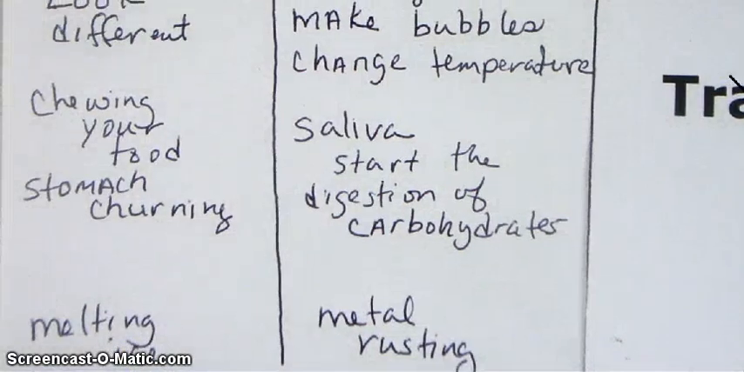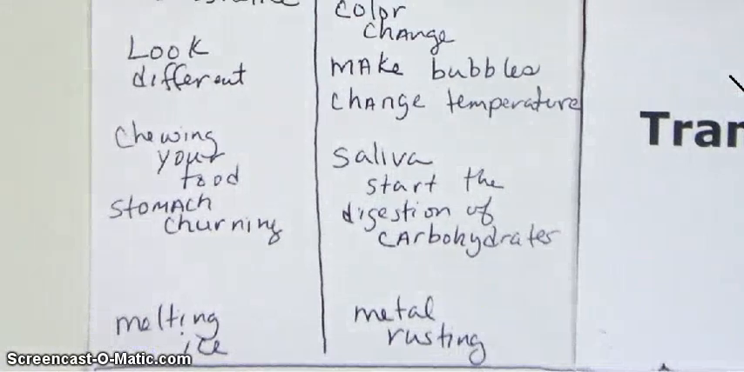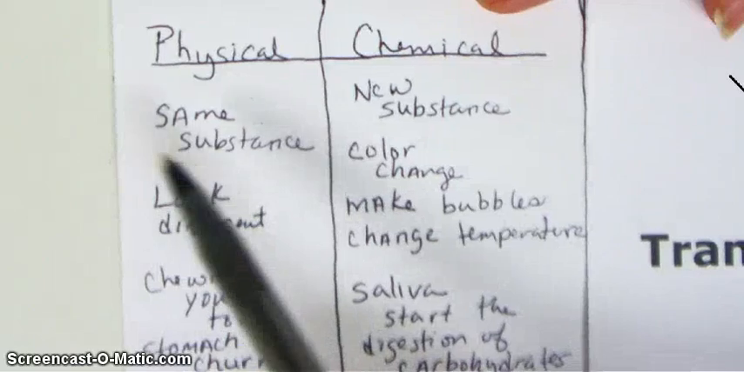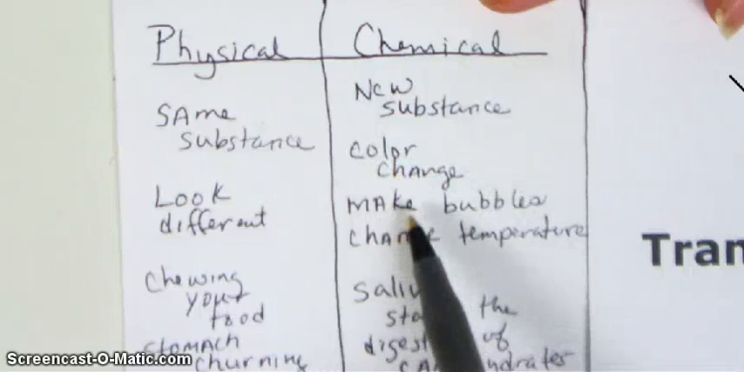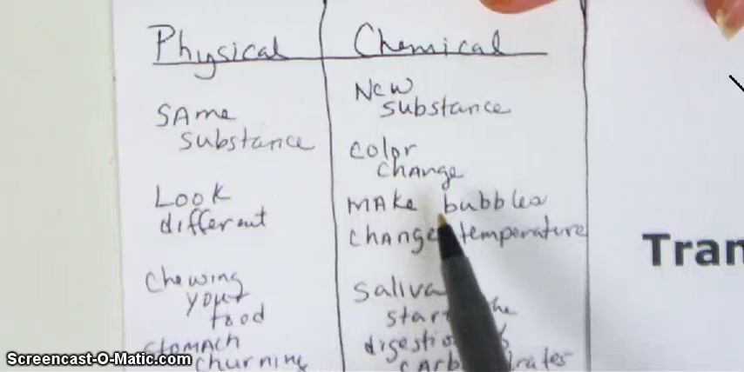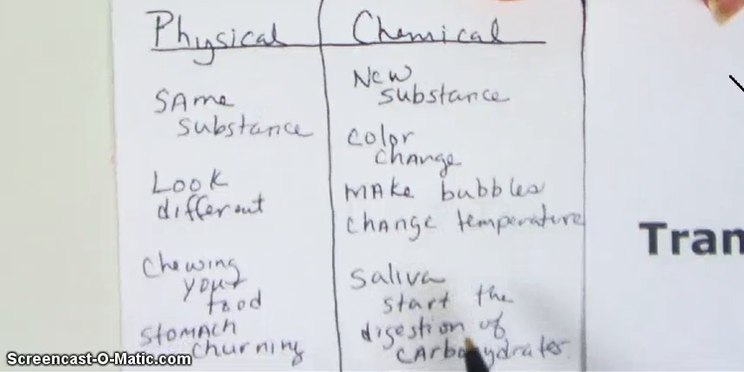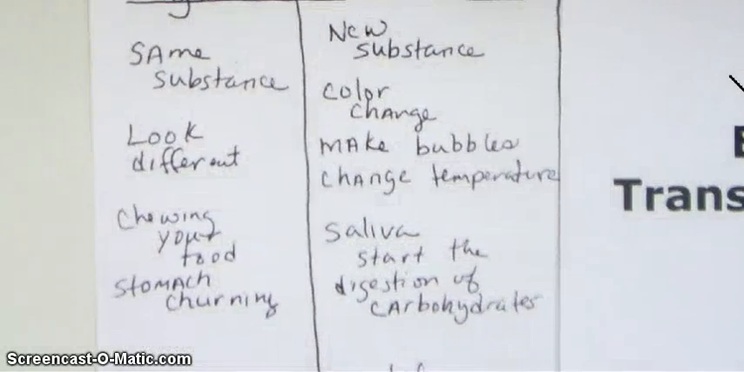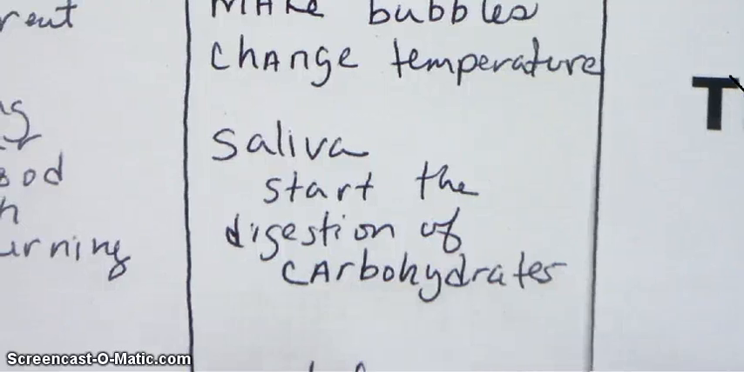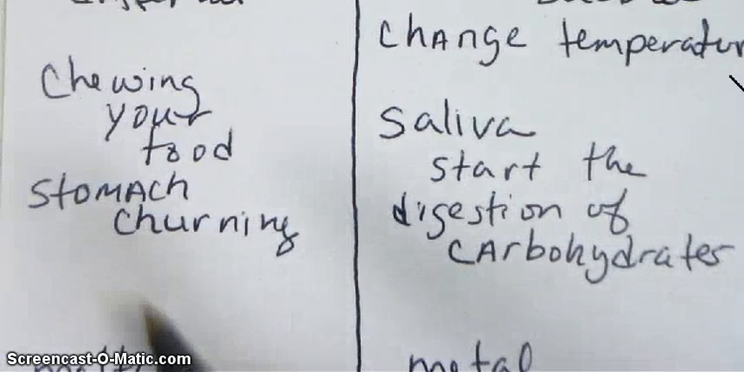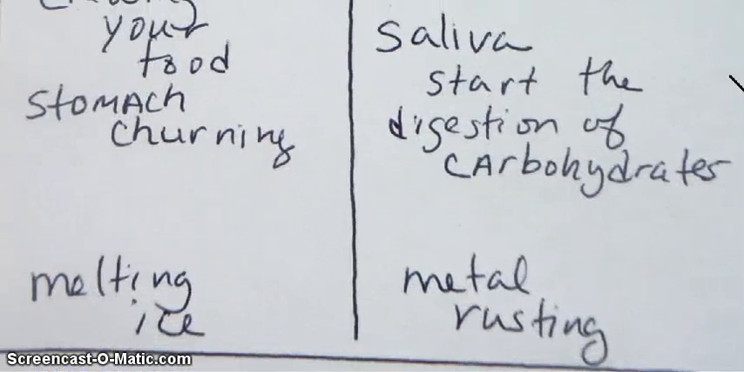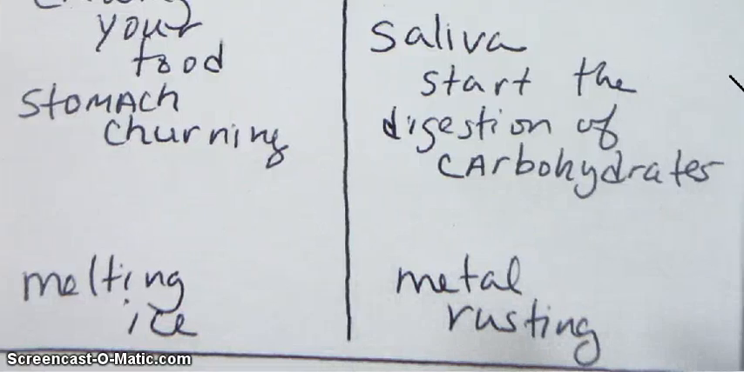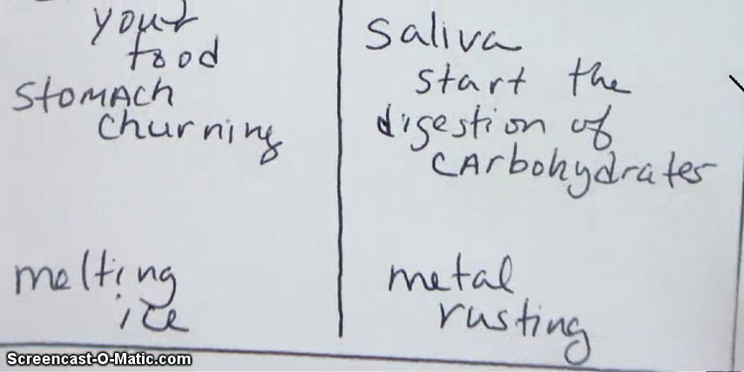I'm going to zoom out a little bit to make sure you can see. Starting from the beginning: same substance, new substance. Physical looks different, but for chemical you need indications: color change, make bubbles, change the temperature. An example would be saliva, which starts the digestion of carbohydrates. Your stomach churning or chewing your food could be a physical change. An everyday example is melting ice or metal rusting. You need to know the difference between physical and chemical change.